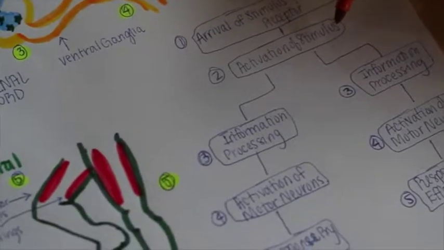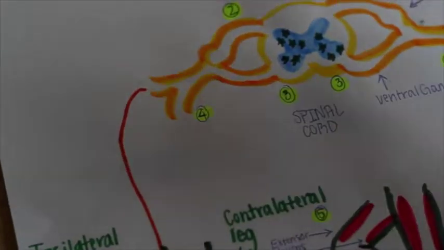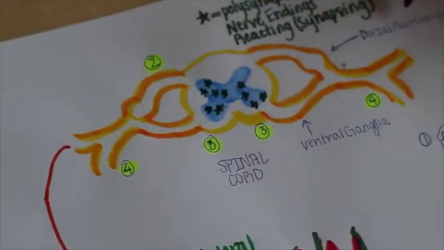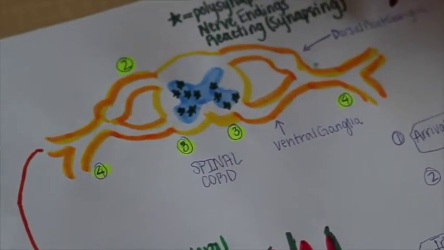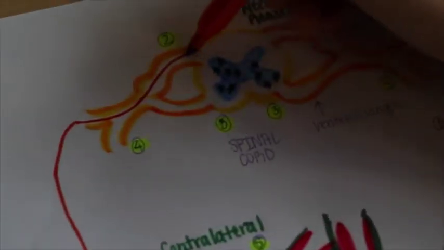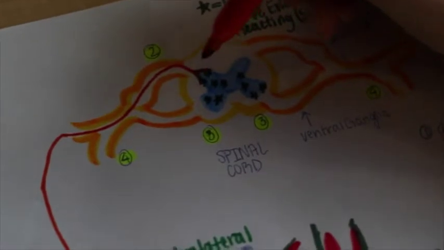Step 2, activation of the stimulus. Once the sensory neuron has been activated and signals travel from the foot into the dorsal root ganglia, which is right here, into the spinal cord, which forms polysynaptic nerve endings. And here are the two polysynaptic nerve endings.